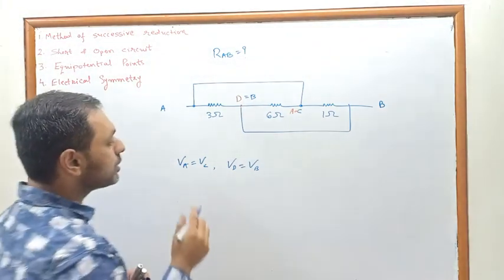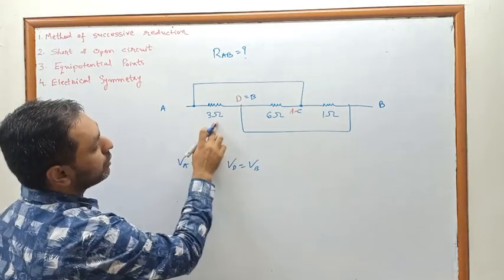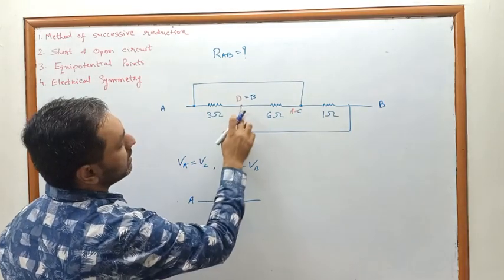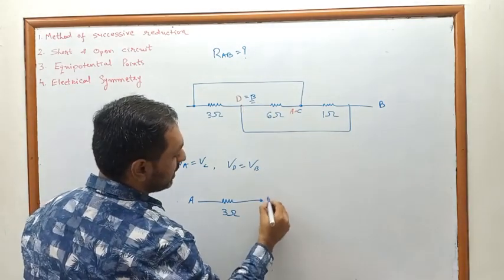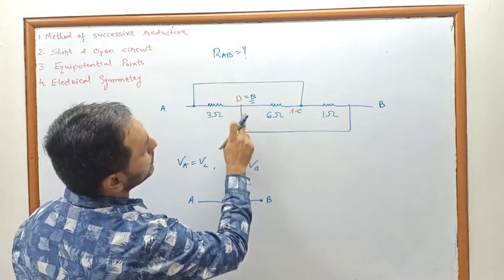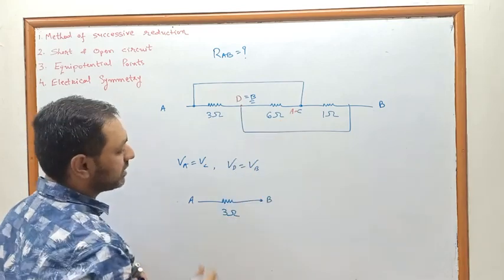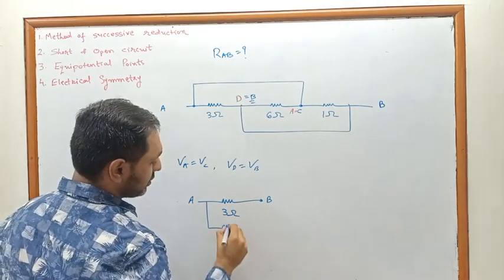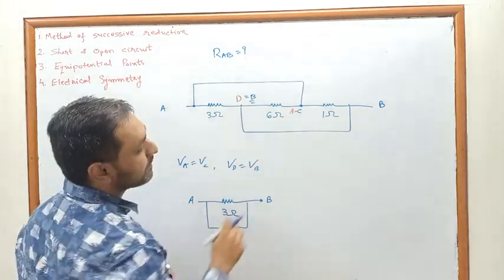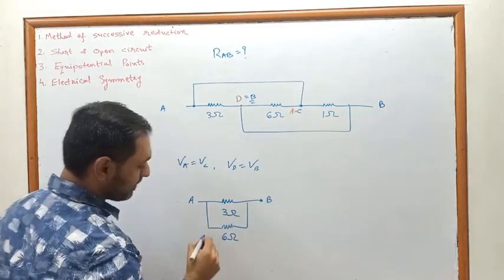So how to draw the simplified network? From A, I can draw a 3 ohm resistor going towards B. So A and B have the 3 ohm resistor. Now B to A, you have another 6 ohm resistor. And now this 1 ohm resistor is connected between A and B.